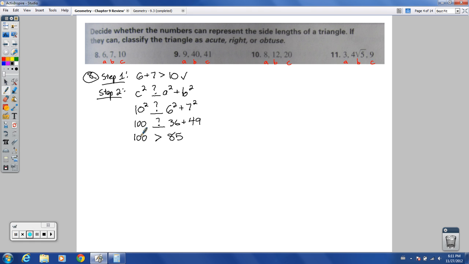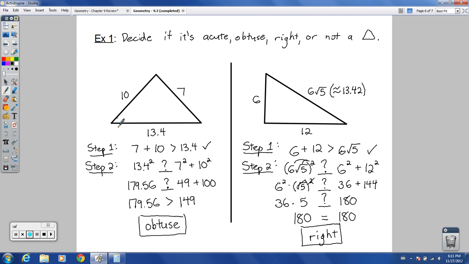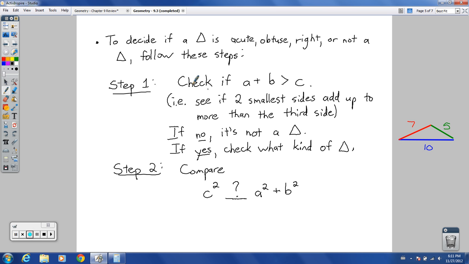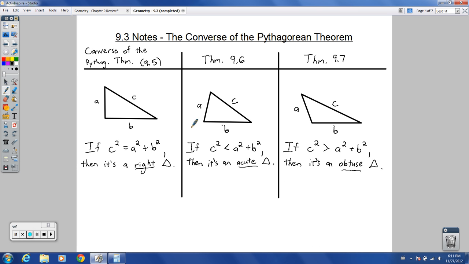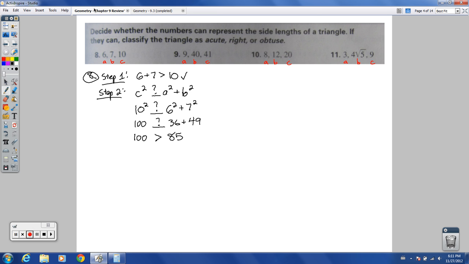Since the C squared part is bigger, remember that's when we have an obtuse triangle. We're comparing that, and that was back here with the converse of the Pythagorean theorem. If C squared is equal, it's right. If C squared is less, it's acute. If C squared is greater, it's obtuse. And so we have C squared being greater, this is obtuse.